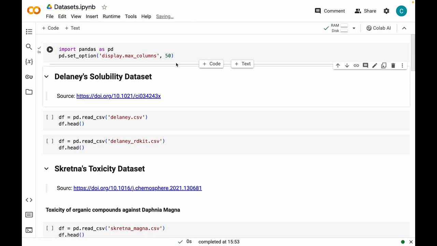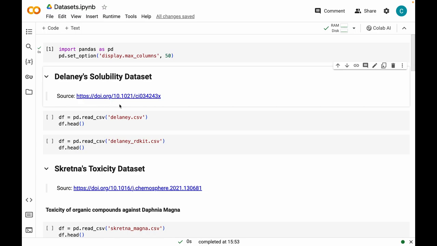The first dataset that I want to talk about is Delaney's solubility dataset. Predicting the solubilities of organic compounds is highly challenging and quite desirable in the pharmaceutical industry, as poor solubility can lead to low bioavailability, limiting the effectiveness of the drug. It has many other uses.